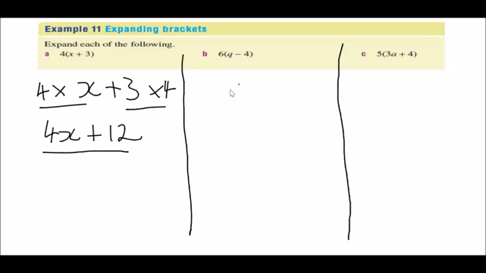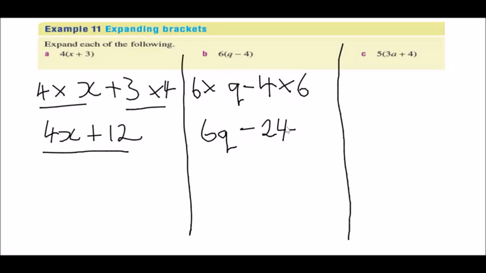Again, I might just write the brackets part without the brackets, Q minus 4. Now the 6: let's multiply the front by 6, and let's multiply the back by 6. 6 times Q is 6Q, minus, don't forget the minus, 4 times 6 is 24. Done, I've expanded the brackets.